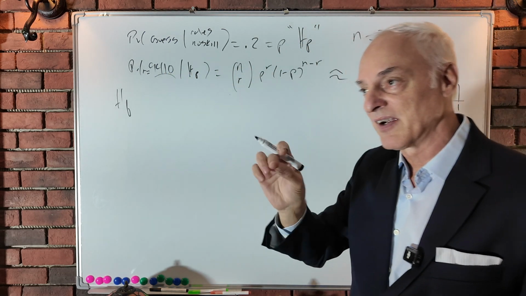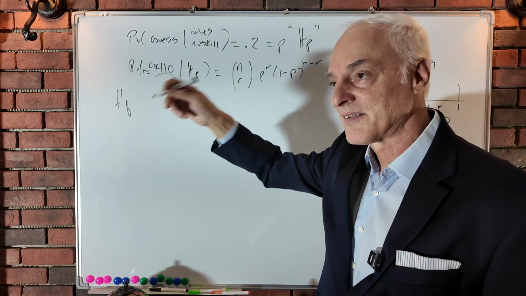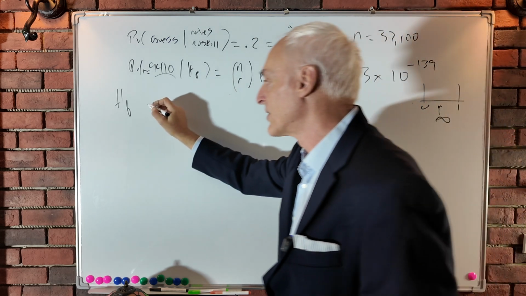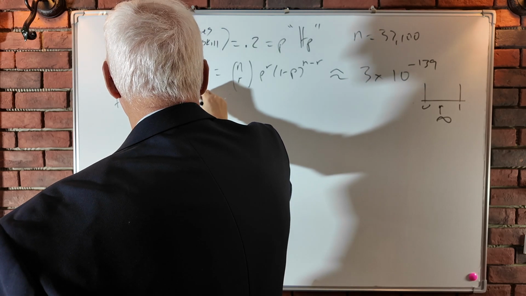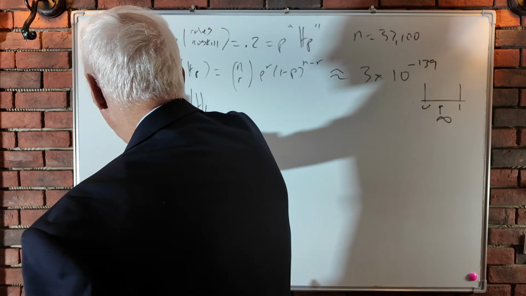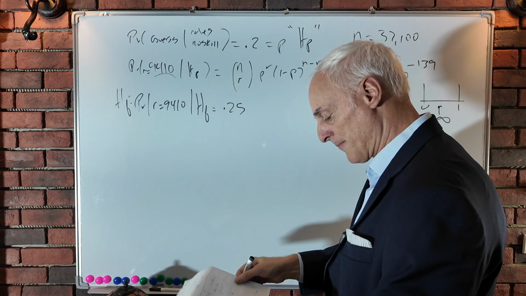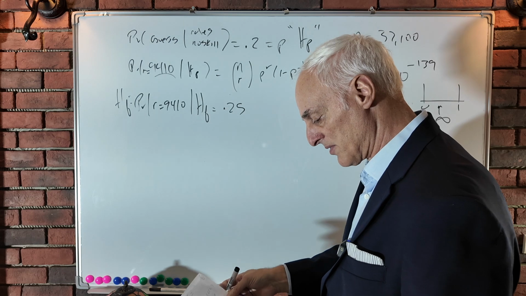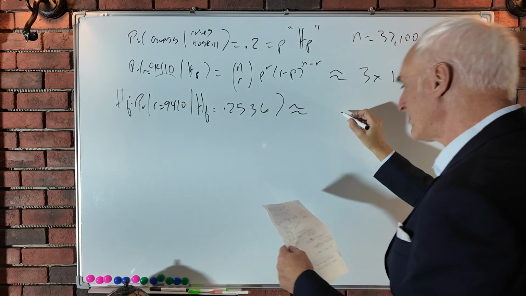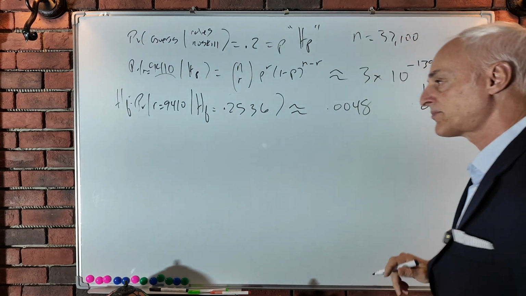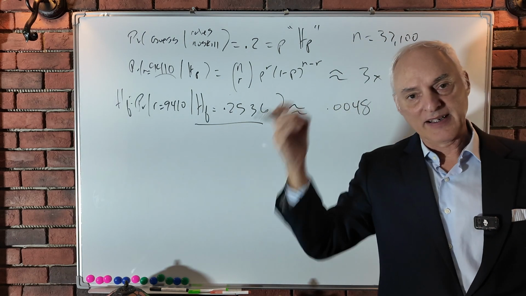What's that probability? Well, that's a very small probability. 2. What's the probability of seeing 2 correct hits? That's a slightly higher probability, and so forth. So we're going to calculate the probability of R equal 9410 given HF, which HF equaled, turns out to be 0.25. I'll get the exact number for you here because it's important. 0.2536, and that equaled about 0.0048.